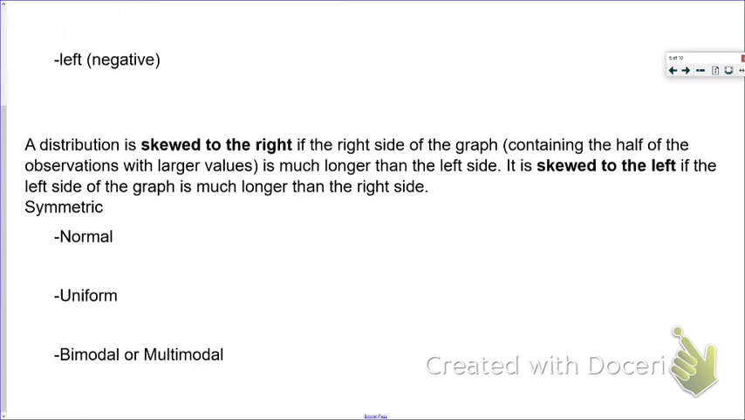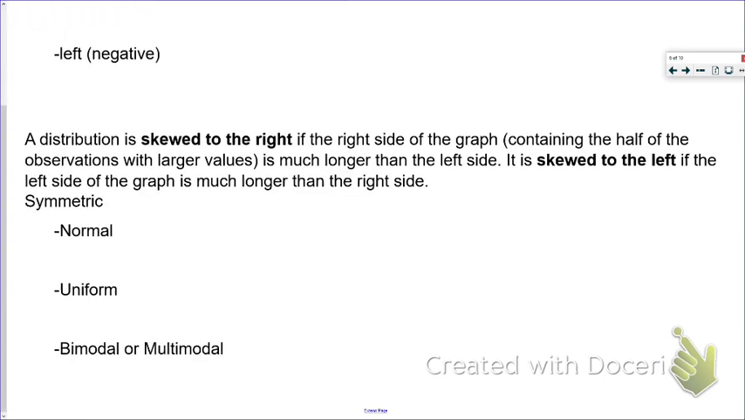If it's normal, that means it is bell-shaped. And it's just a bell curve. You've probably seen it before. Gauss and the guys that discovered this said it looked like a bell, so they said it was bell-shaped, but we'll start using the word normal. If it's uniform, that means it's very flat. Not much is going on.